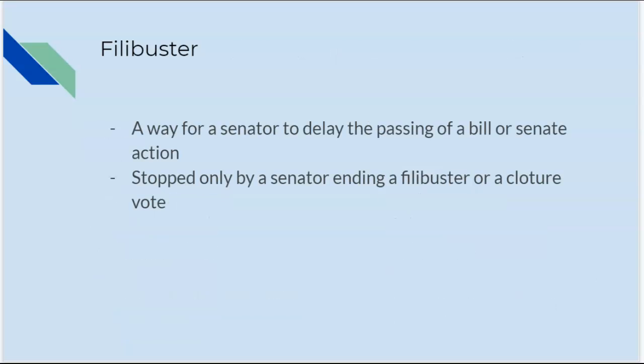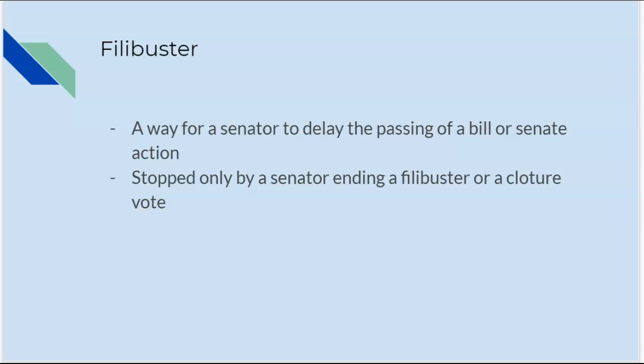So like I said, we're going to get into filibusters. Filibusters are kind of cool. They are a way for a senator to delay the passing of a bill or a Senate action. And the reason I say they're kind of cool is because I think they're pretty impressive as a way that a senator could do this. In order to delay these actions or these bills, a senator can stand on the Senate floor. And as long as they continuously stand on the Senate floor, they get to delay the passing of a bill.